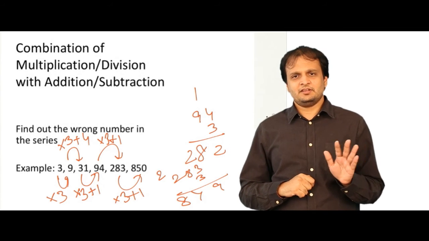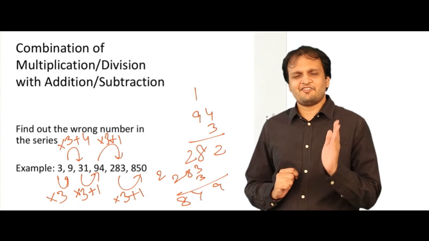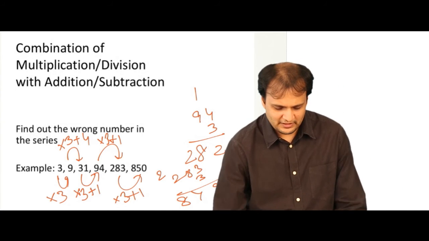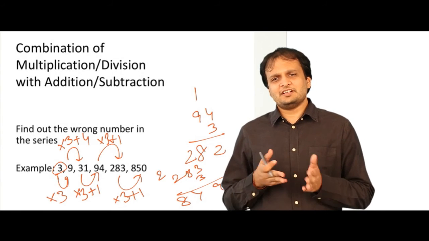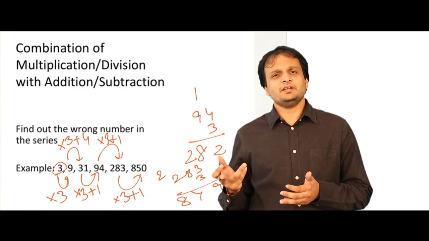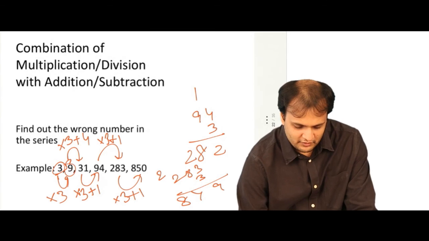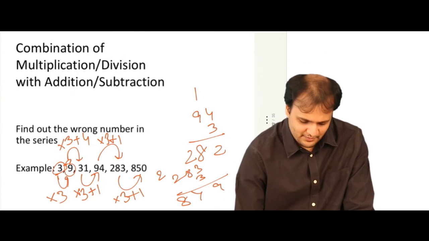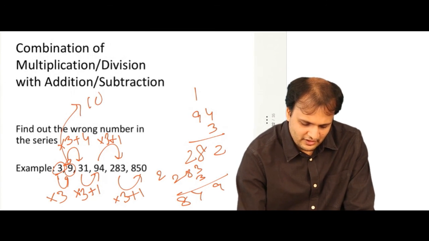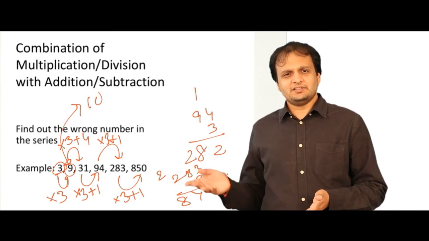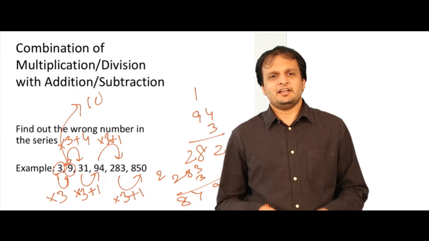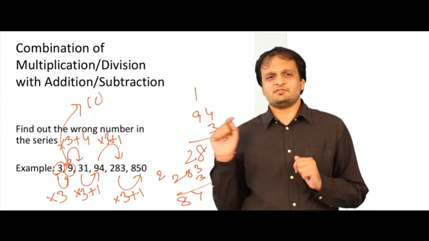That's it. So now let's begin from the beginning and see where is the problem. So let's begin with 3. 3 into 3 plus 1. 3 into 3 is 9. Plus 1, 10. What number do we have here? 9. This is the problem. This should have been 10. Then verify further. 10 into 3, 30. Plus 1, 31. We have 31. Into 3 plus 1, 94, and so on and so forth.